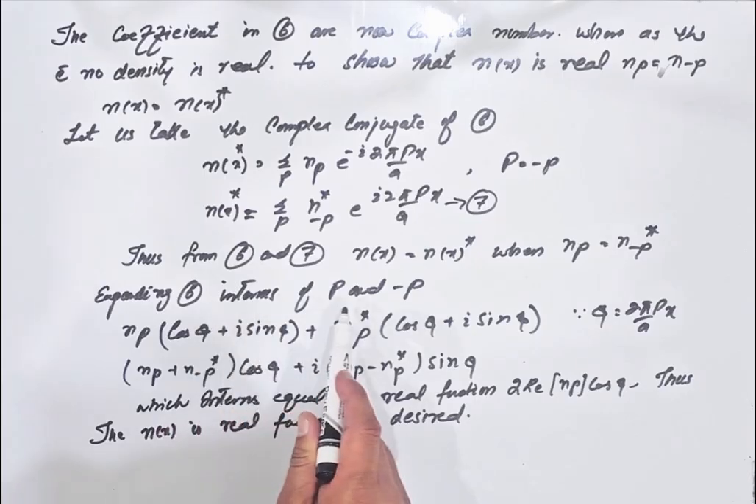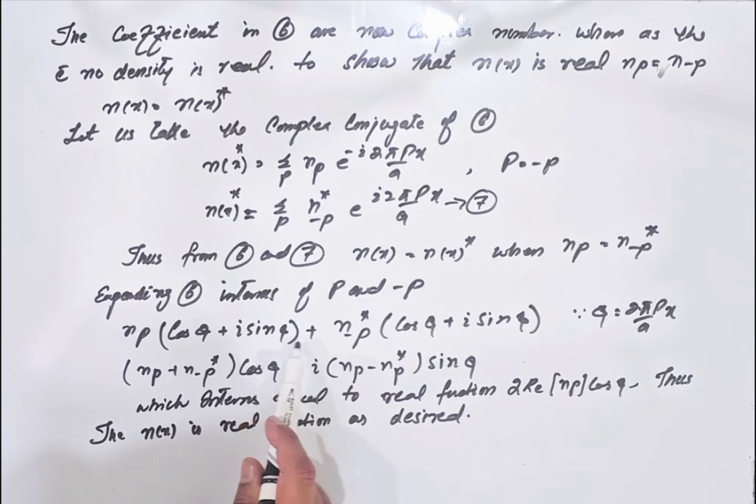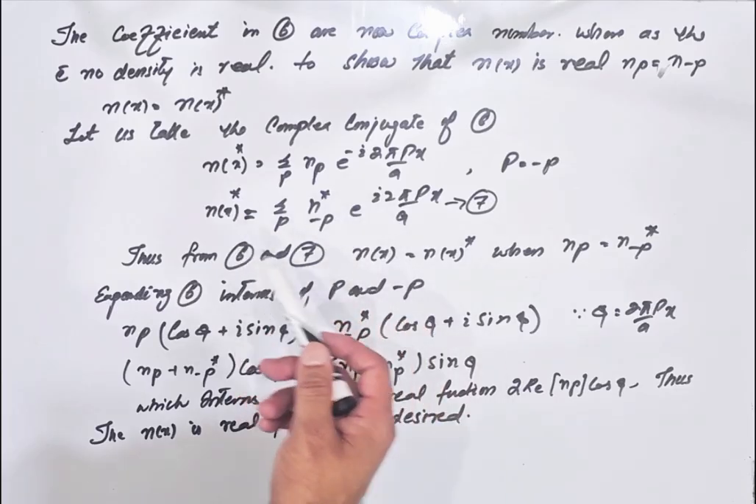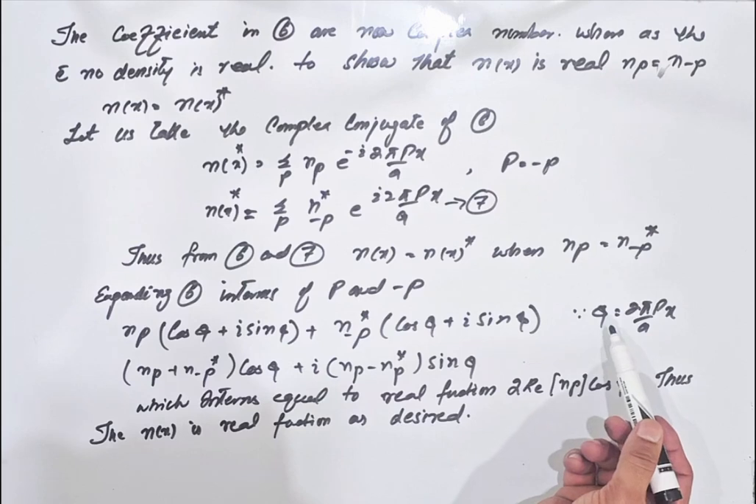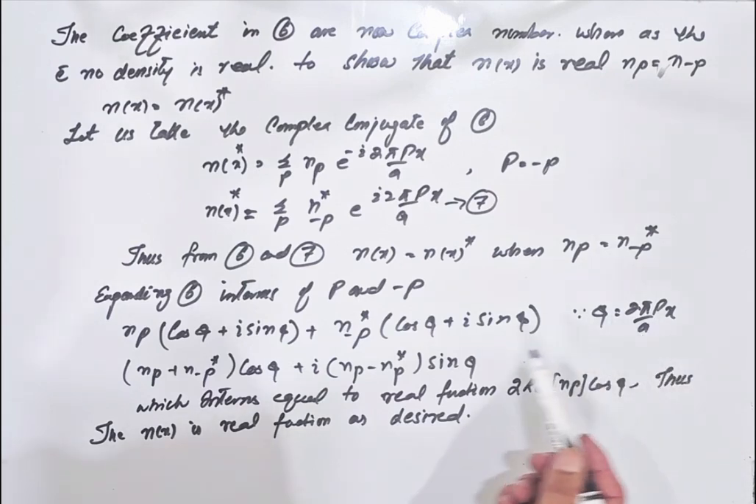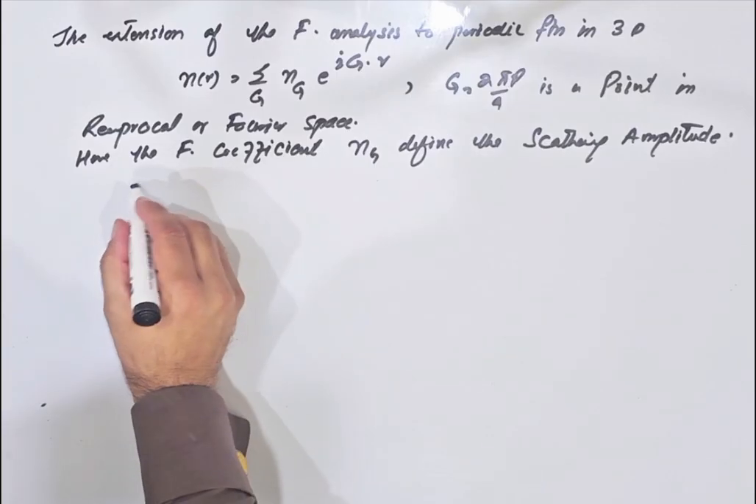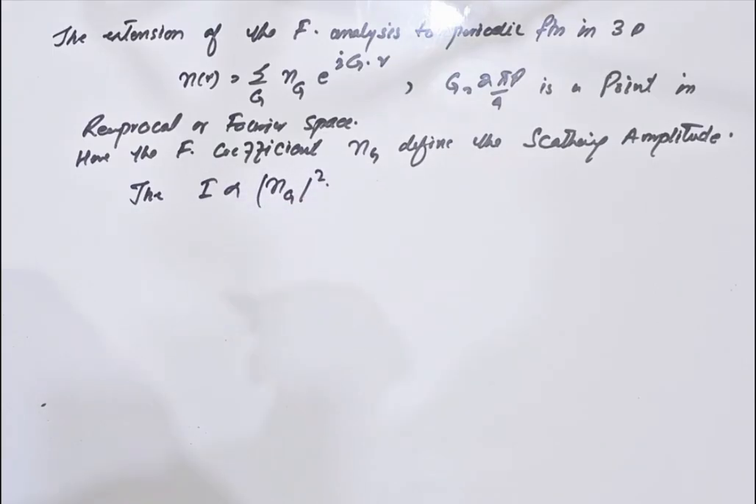Expanding equation 6 in terms of p and minus p, that is n_p (cos phi plus iota sin phi) plus n_minus_p star (cos phi plus iota sin phi), expanding this equation in cos theta plus iota sin theta form, where phi is 2 pi p x divided by a. So this equation defines the real function 2 real n_p cos phi. Thus n(x) as a real function is derived. The intensity of the scattered wave must be proportional to n_G squared.